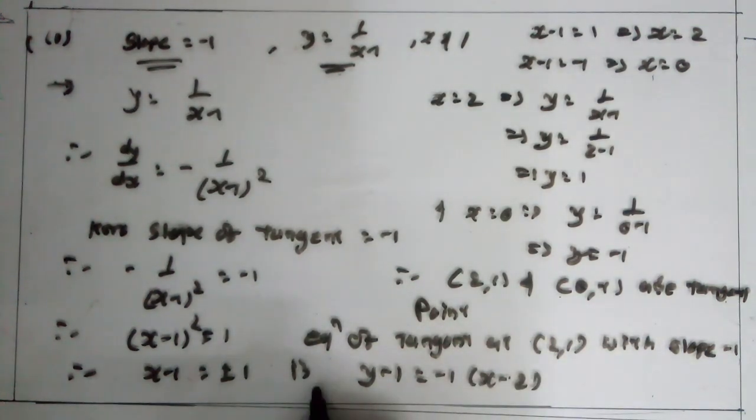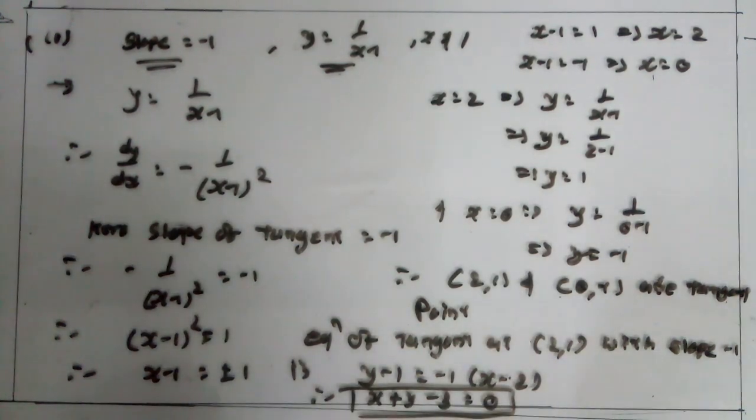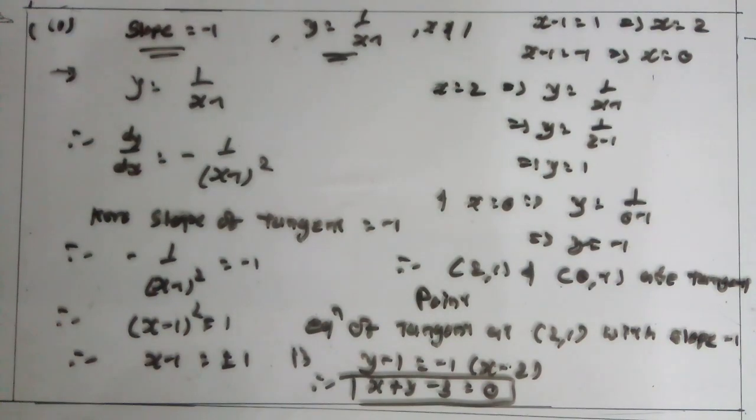Clear? Now simplify this. Here y minus x, take this side, so it becomes x plus y. Here minus minus plus 2. 2 take this side, so it becomes minus 2. So this becomes x plus y minus 3 equal to 0. So this becomes one equation of a tangent. Clear? Okay.